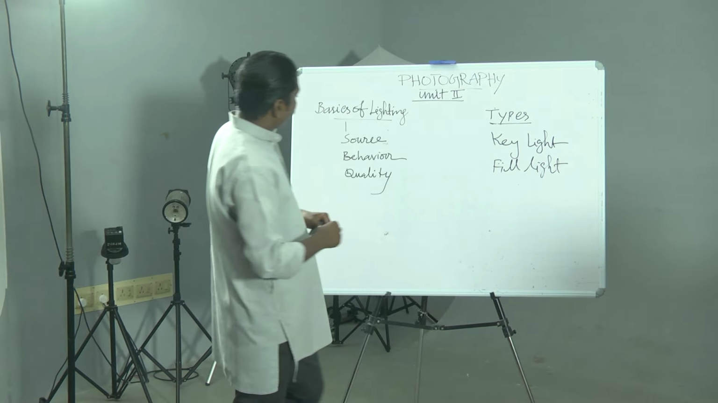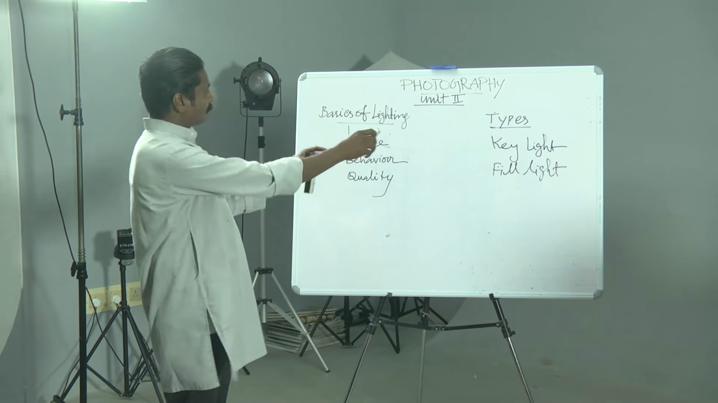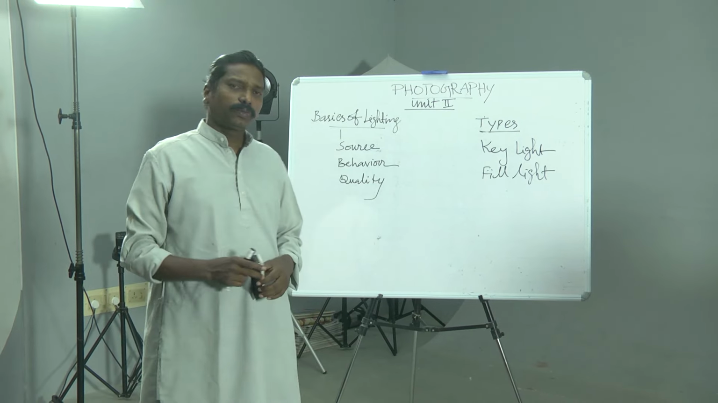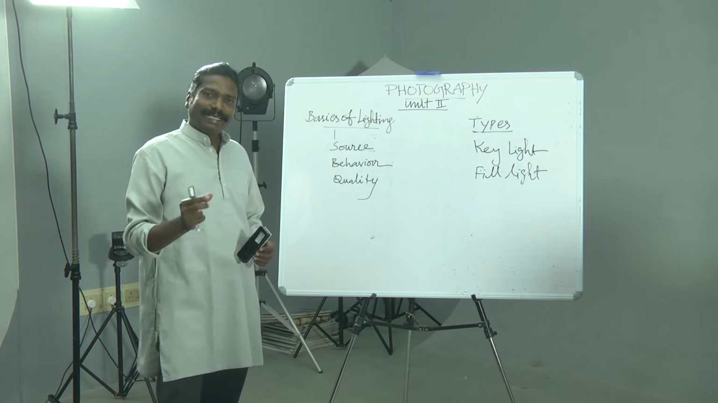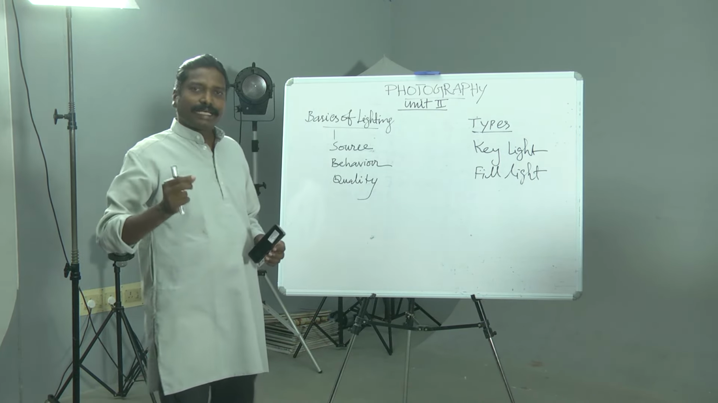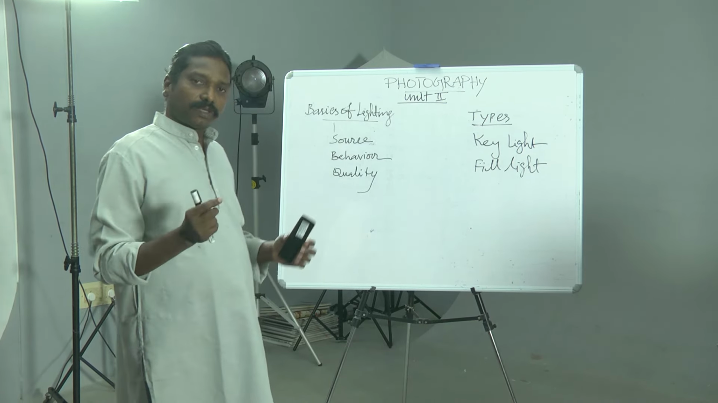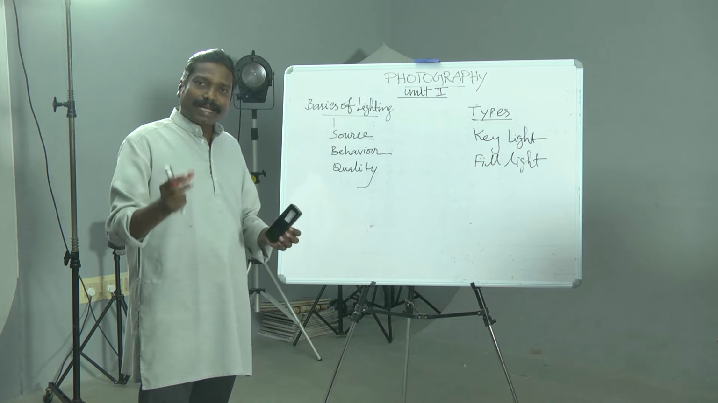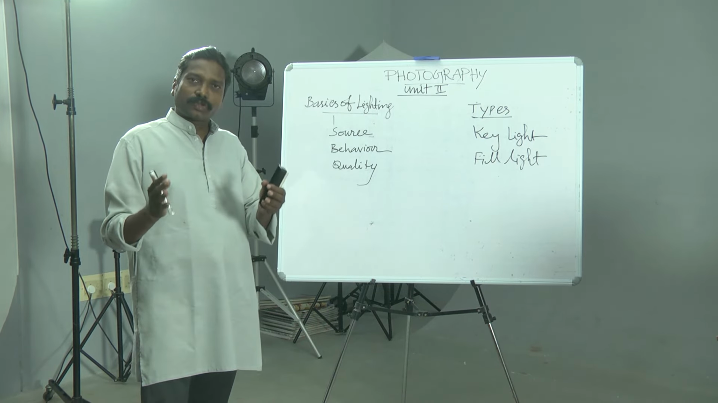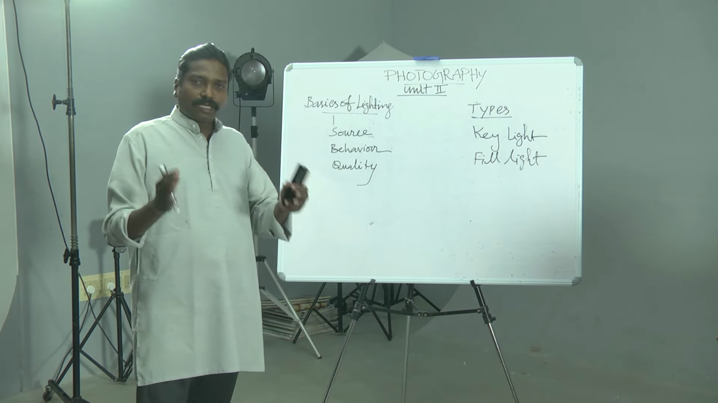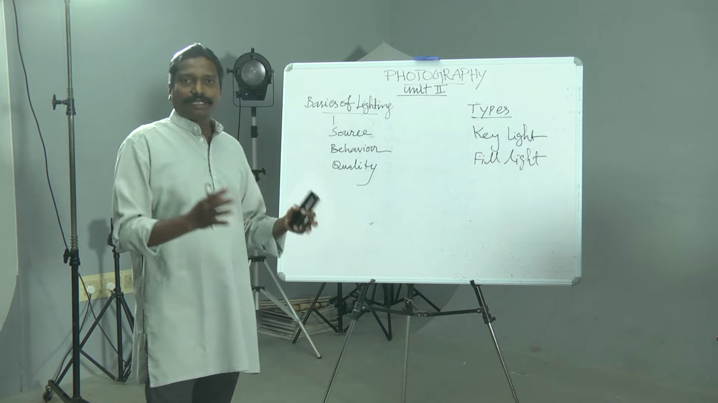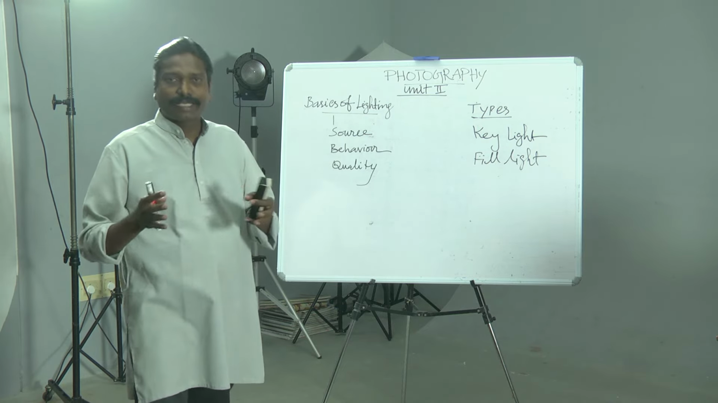Before we discuss the light and the key and the types, we should know what light is. Light is nothing but electromagnetic energy which comes from a source, or the brightness that comes from the source. It allows us to see the object.